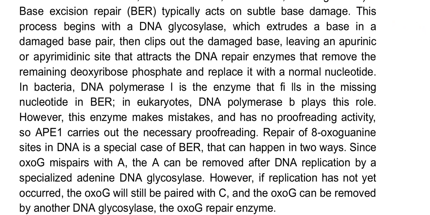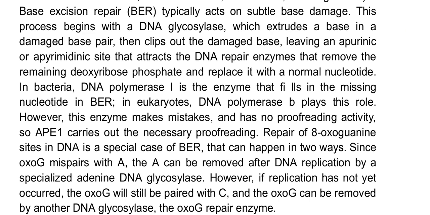This process begins with a DNA glycosylase which extrudes a base in a damaged base pair, then clips out the damaged base, leaving an apurinic or apyrimidinic site that attracts the DNA repair enzymes that remove the remaining deoxyribose phosphate and replace it with a normal nucleotide. In bacteria, DNA polymerase 1 fills in the missing nucleotide in BER. In eukaryotes, DNA polymerase beta plays this role. However, this enzyme makes mistakes and has no proofreading activity, so APE1 carries out the necessary proofreading.